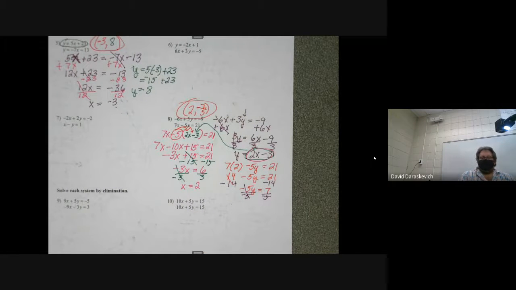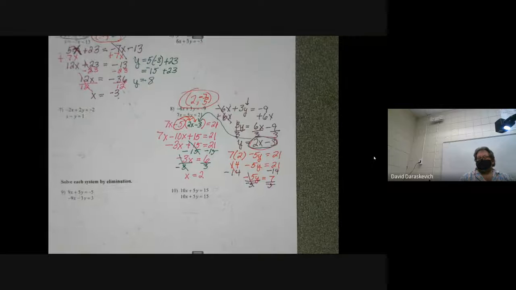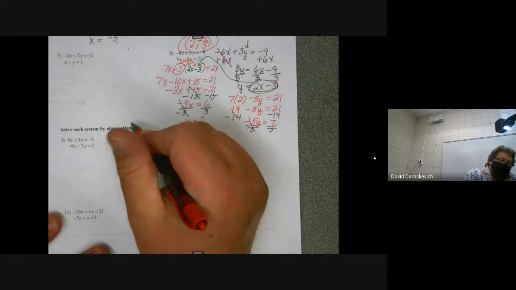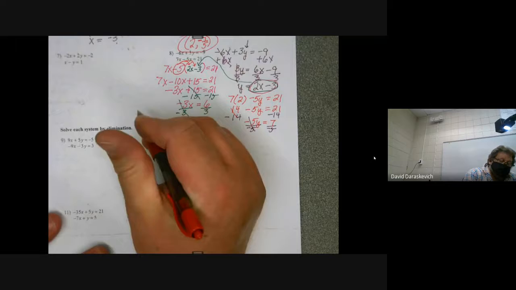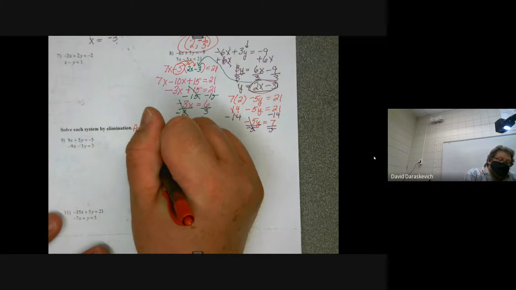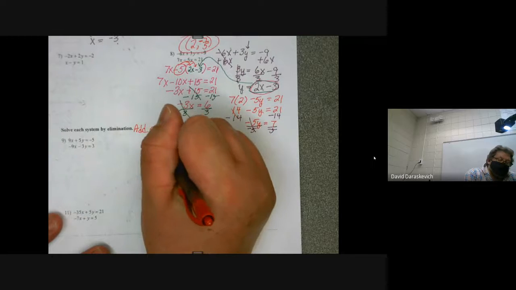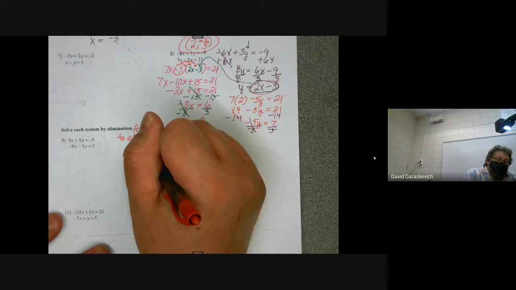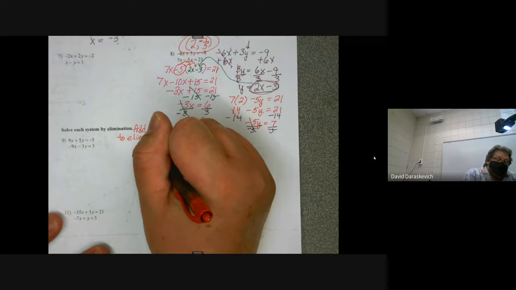Second method, substitution. And then the third method, elimination. Elimination, you're going to add the two equations together to eliminate one of the variables. So add equations to eliminate one of the variables.